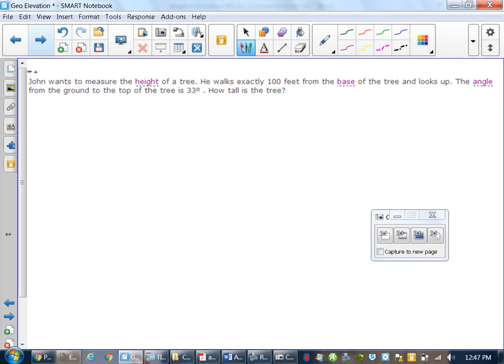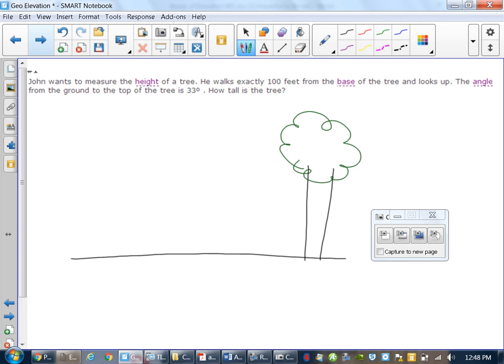Height of a tree. You want to figure out how tall a tree is. You start by finding a tree. You walk 100 feet away from the tree. If you're walking 100 feet away from the tree, are you walking a horizontal, vertical, or a diagonal distance when you're walking away from a tree? Horizontal.